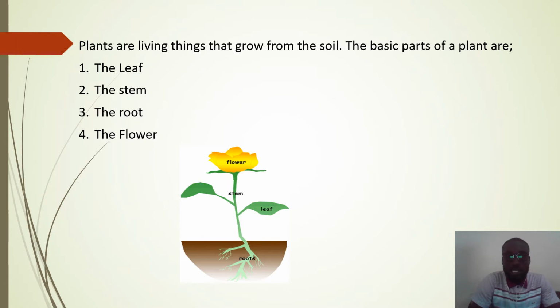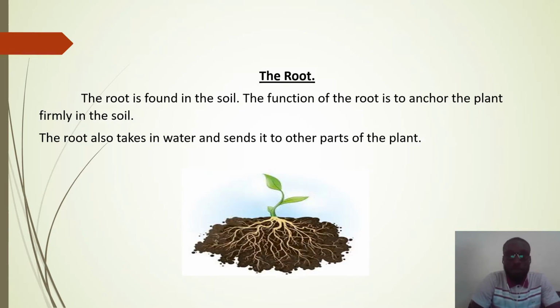With the basic parts of the plant, we have the leaf, we have the stem, we have the root, and then the flower. Good. These four parts make up the basic parts of a plant. Let's move on to identify the various parts.